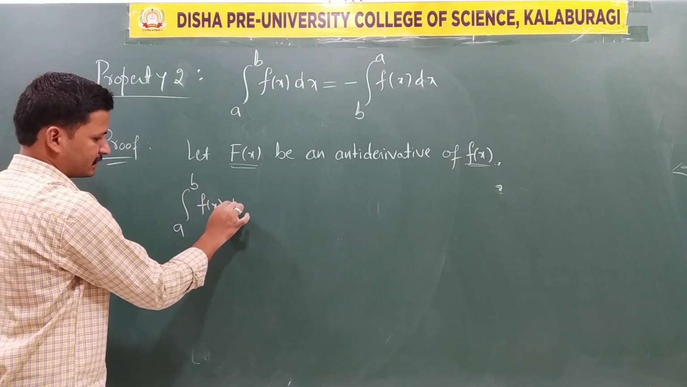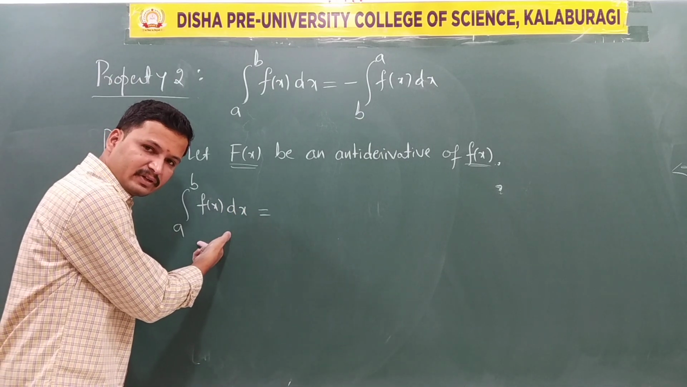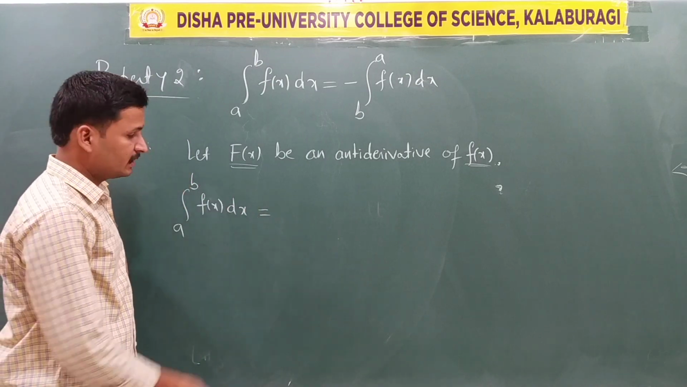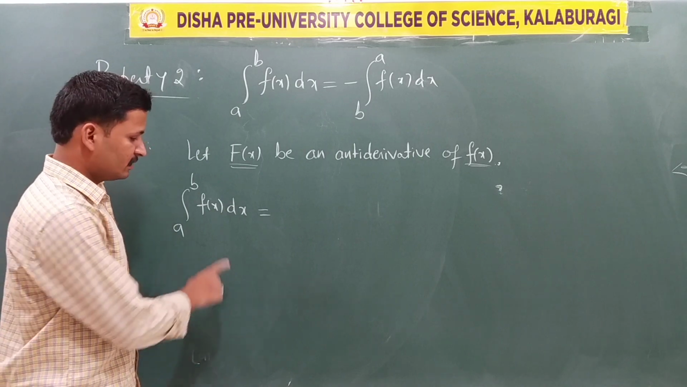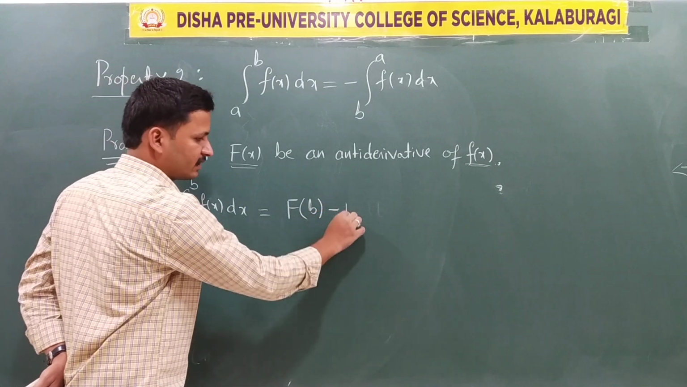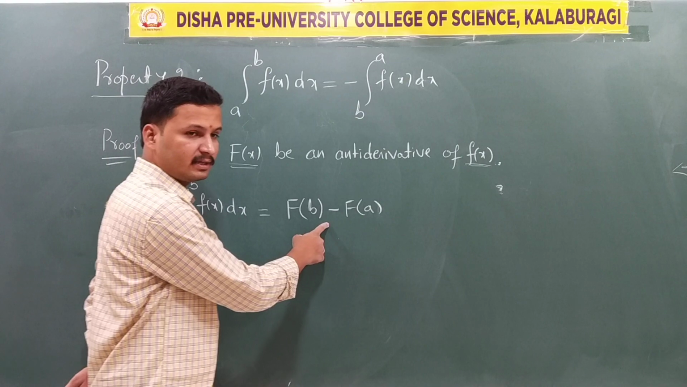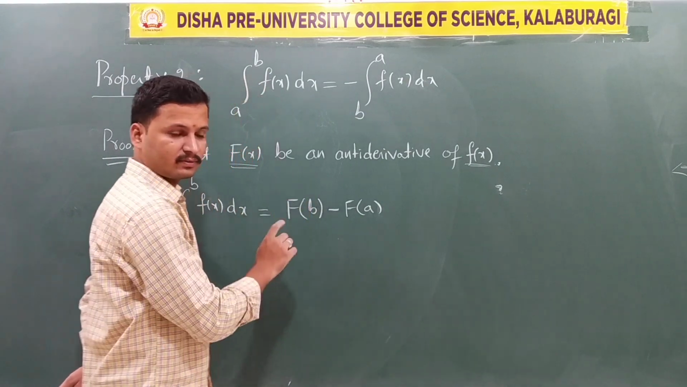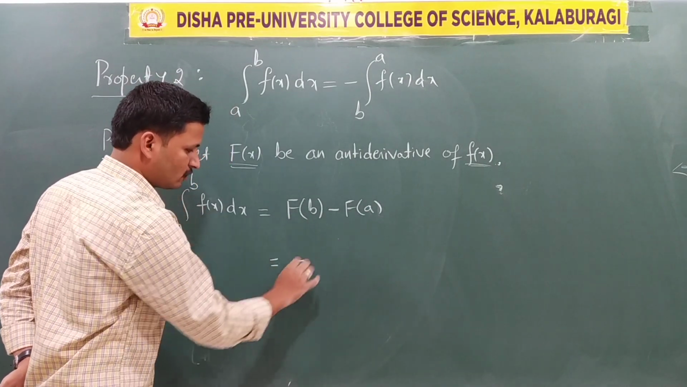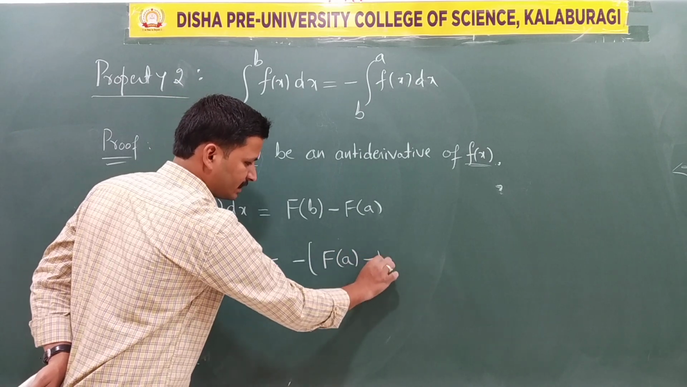f of x dx, which equals, by using the fundamental theorem of the calculus, integration from a to b f of x into dx. Here capital F of x is the antiderivative. Then we can write this as F of b minus F of a. This is by the fundamental theorem of the integral calculus. Now I will take the minus sign common, so this can be written as minus of F of a minus F of b.